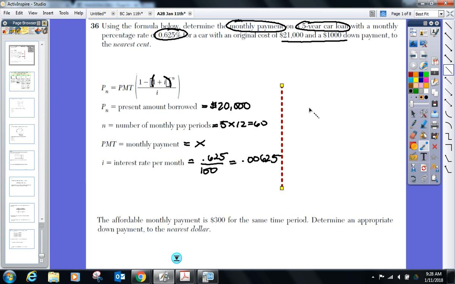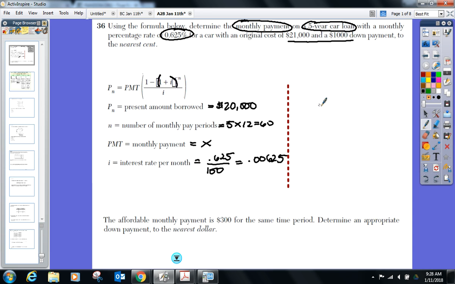Okay, here we go. So 20,000 equals X times 1 minus parentheses, 1 plus 0.00625, all raised to the negative 60, all over your interest rate, which was 0.00625. There it is. How would you solve this? Find out what's inside here.